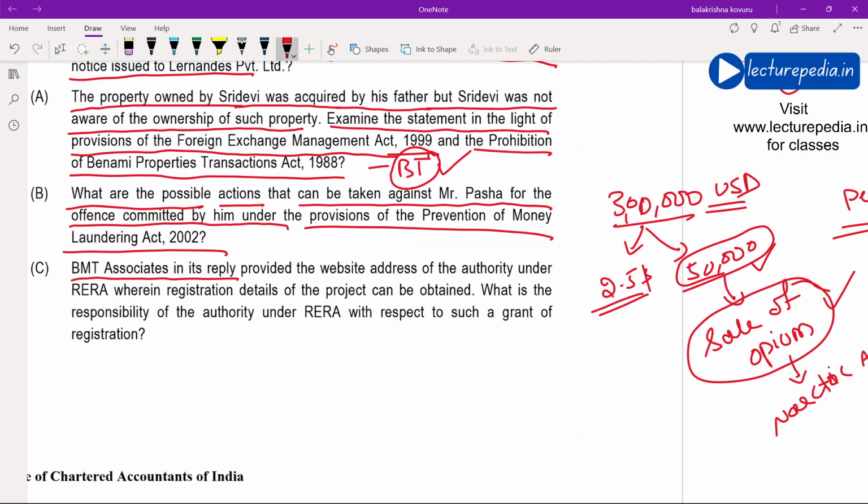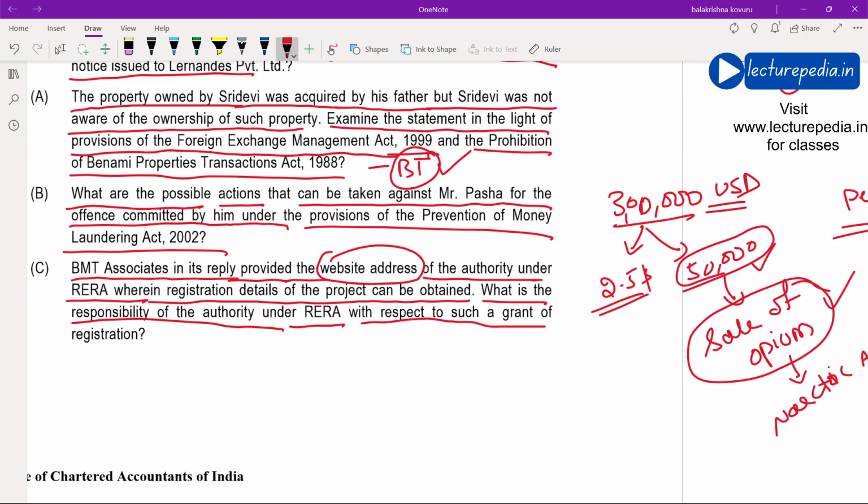BMT Associates in its reply provided the website address of the authority under RERA wherein registration details of the project can be obtained. Okay, what is the responsibility of authority under RERA with respect to such a grant of registration? See here, you can answer this question without reading the case study itself. What he is asking is, what is the responsibility of authority under RERA with respect to grant of registration?